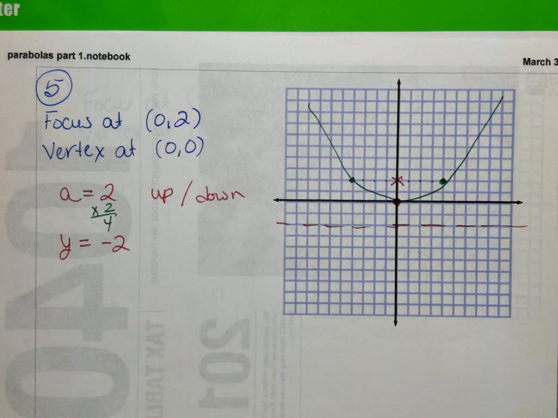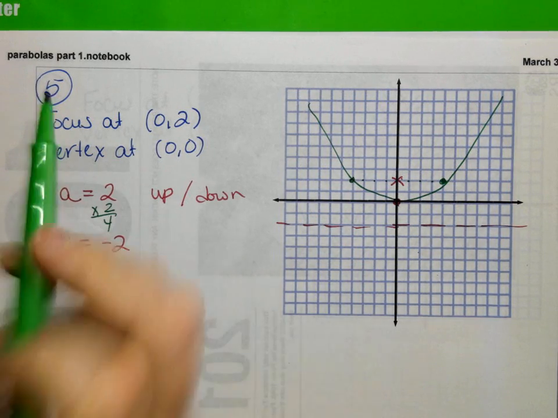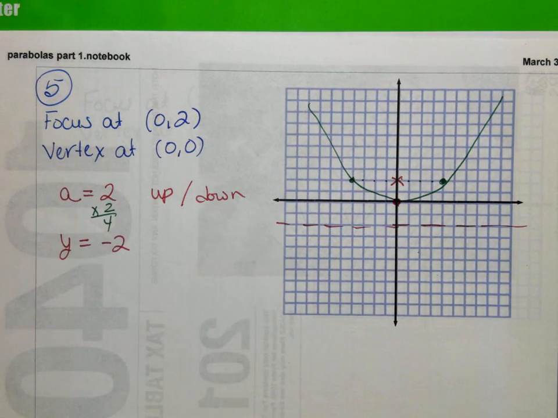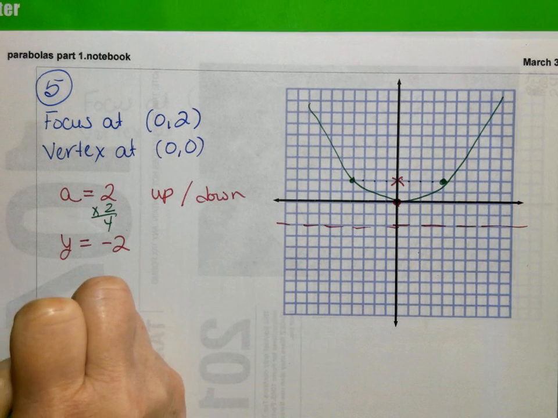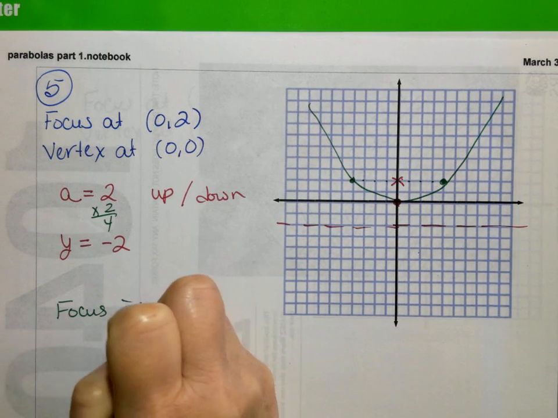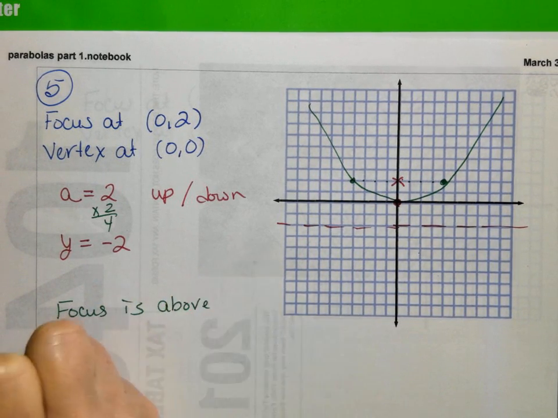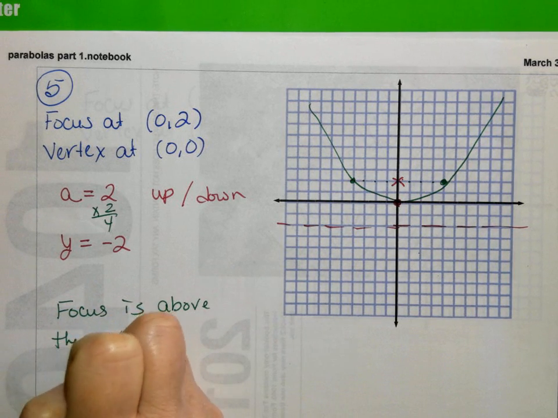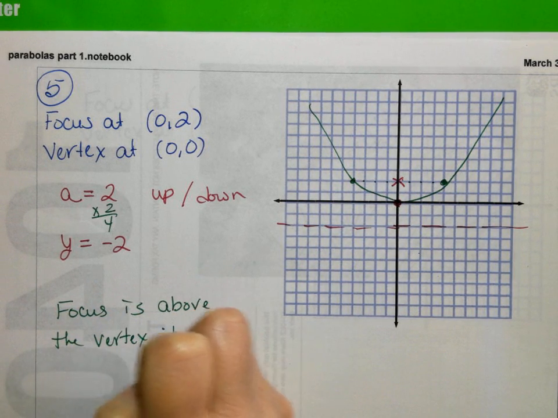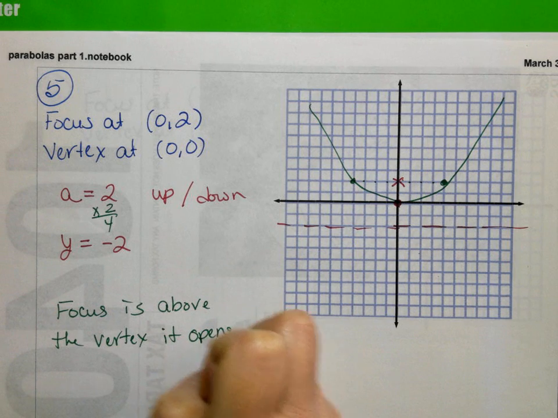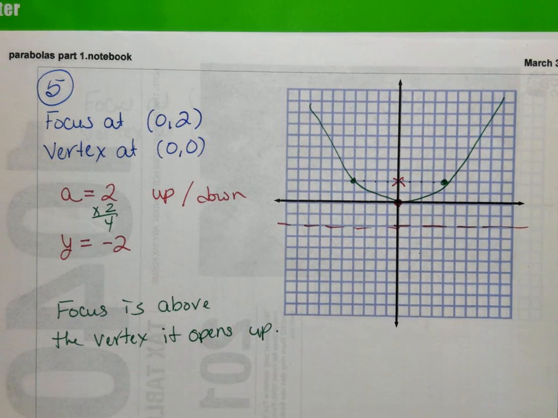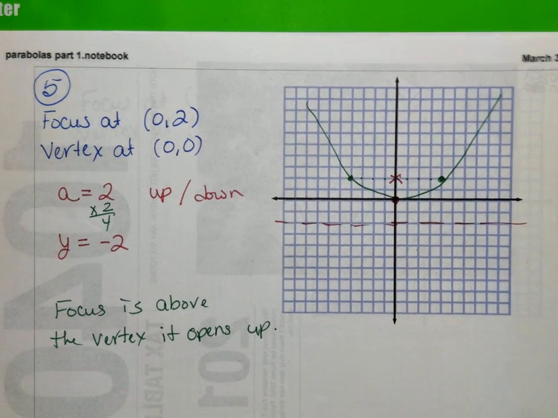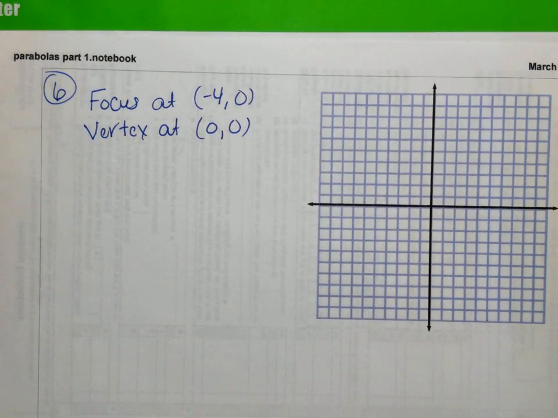How did I know it opened up? Because my focus was above my vertex. When the focus is above the vertex, it opens up. Does that kind of make sense? Okay, let's take a look at number 6.